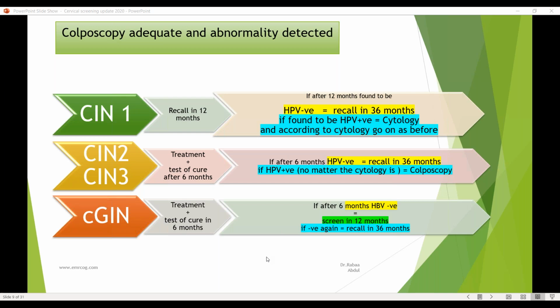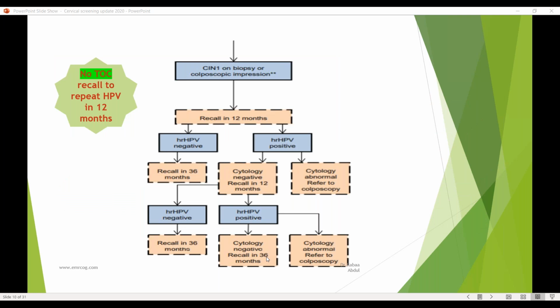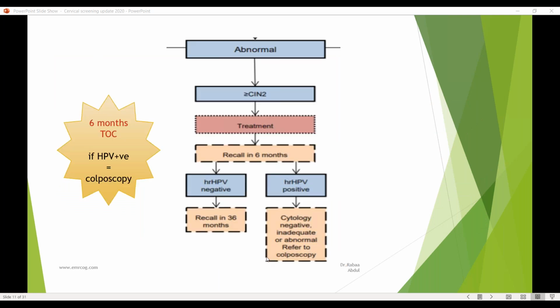Okay, coming again to the flashcards. Can you please repeat that step once? Yes, of course. We will repeat it now and you will see how easy it is. So here, abnormal colposcopy. This is part of the algorithm from the guidance. I have just taken a part from it to make it easy for you to digest. Abnormal means CIN2 or 3, so we agree on that.